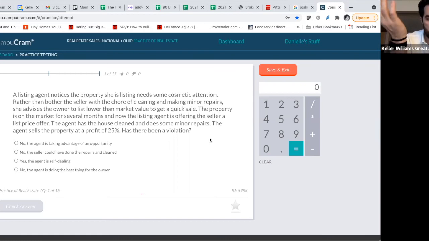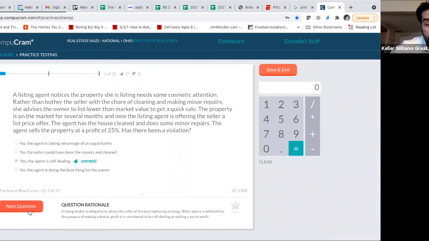So the agent lists the property, doesn't sell. The agent then buys it, makes some repairs, then sells it for a healthy chunk of change. So looks like everyone feels like that is a violation and is self-dealing, and that is correct.